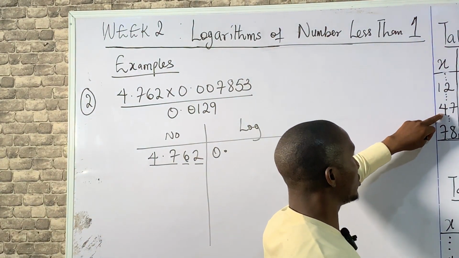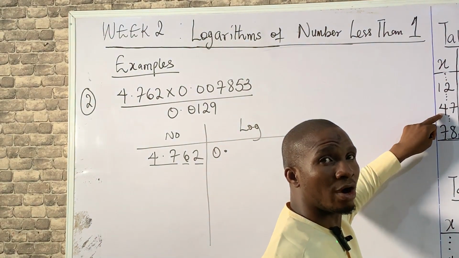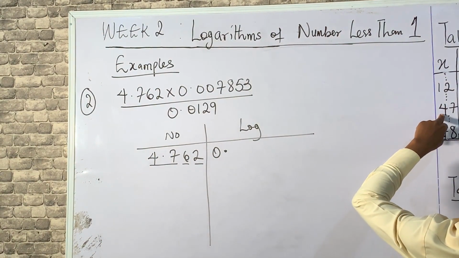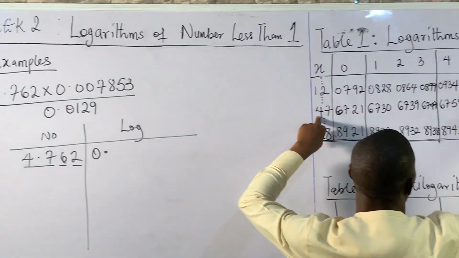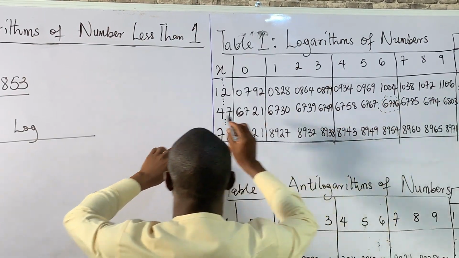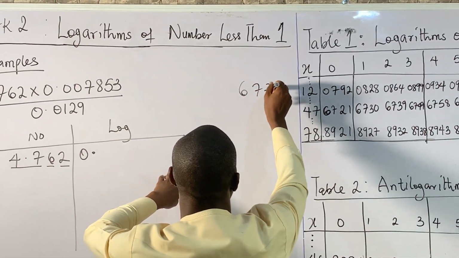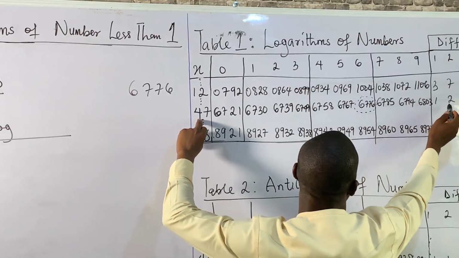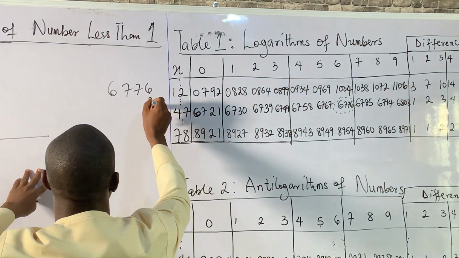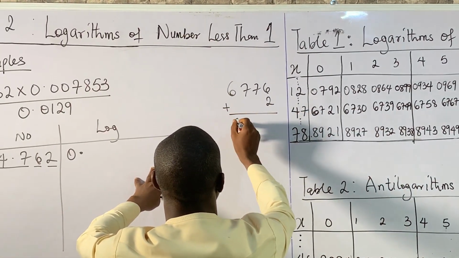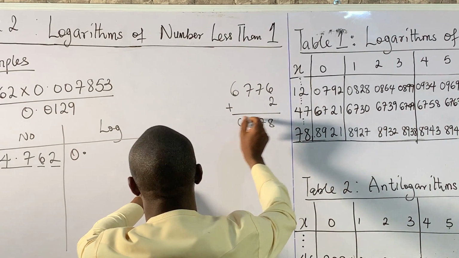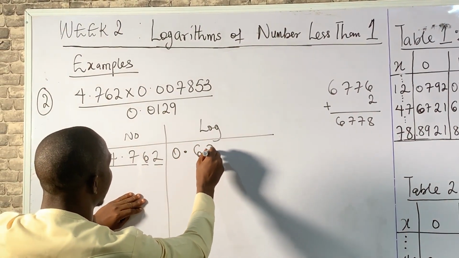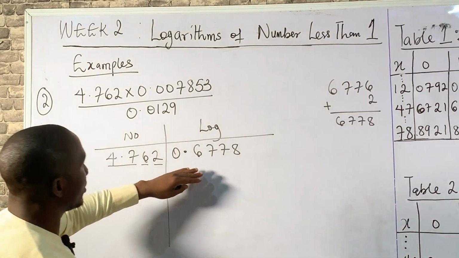So this is the logarithm tables. So we are checking for 47 under 6. So this is 47, then under 6. So this 47 under 6, that will be 6776. Difference 2. Difference 2 is 2. So we add 2 to this. That will give us 6778. So we come back to the table and we insert the answer 6778. This is the first one.